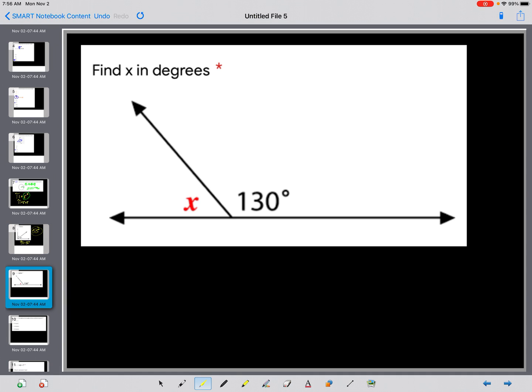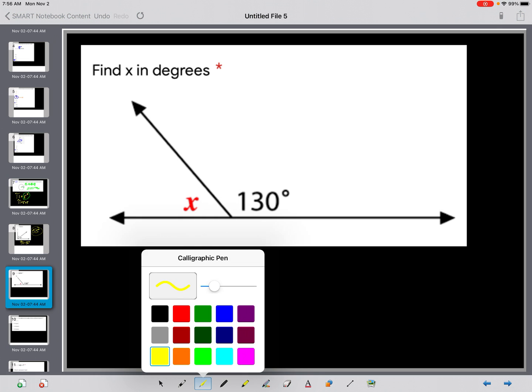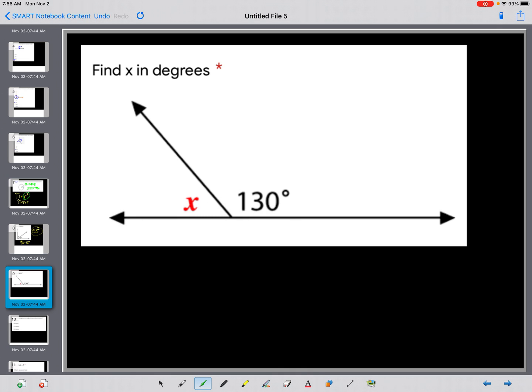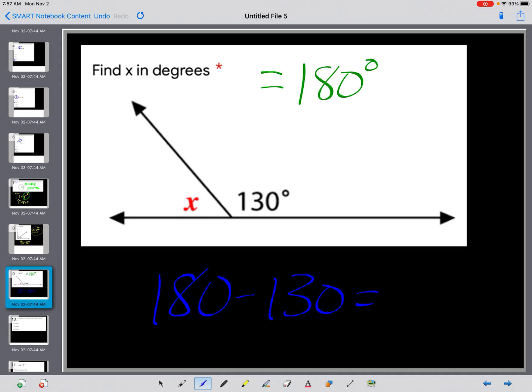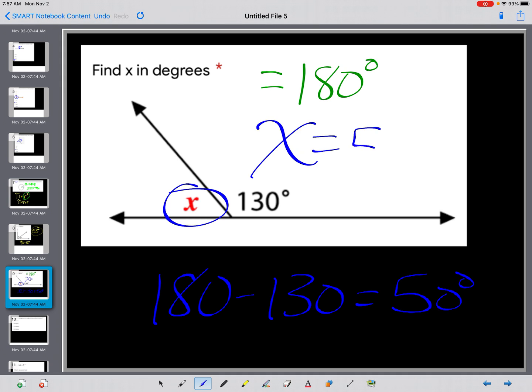In this scenario, we're asked to find a missing angle inside of a set of supplementary angles. Supplementary angles add up to 180 degrees. So you would just take 180 and subtract the measure we have, and come out to x. The value of x here is 50.